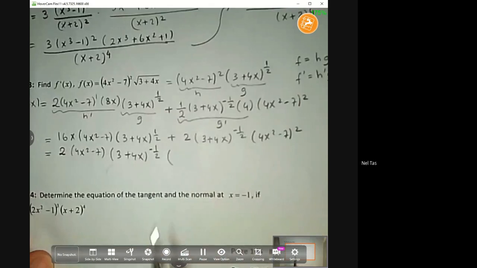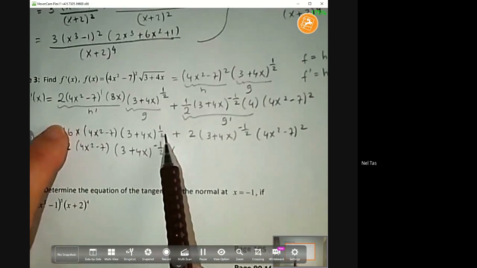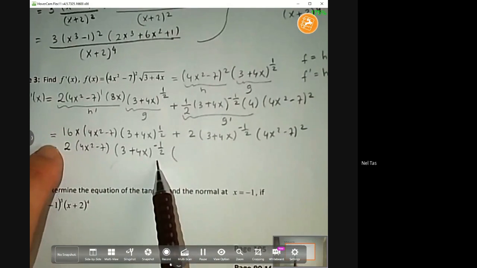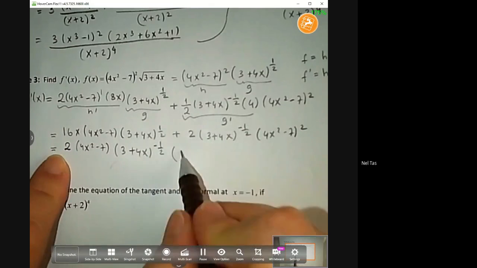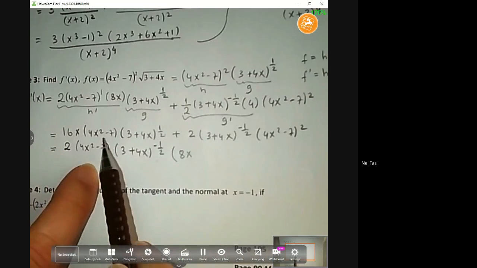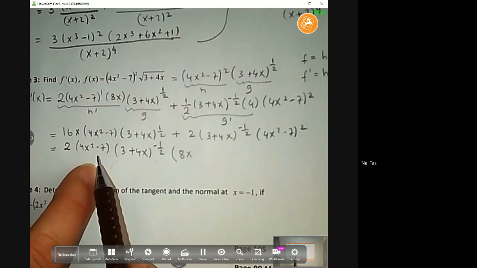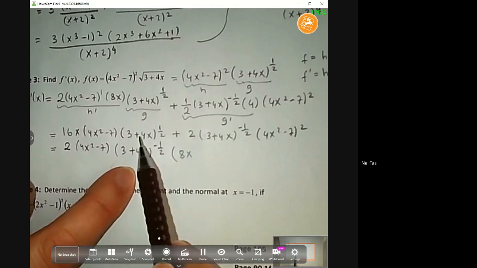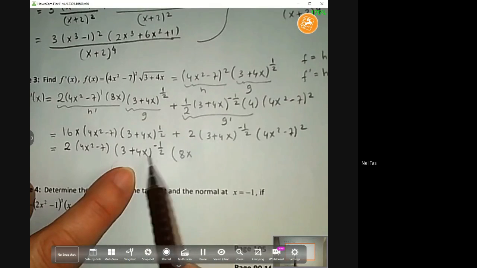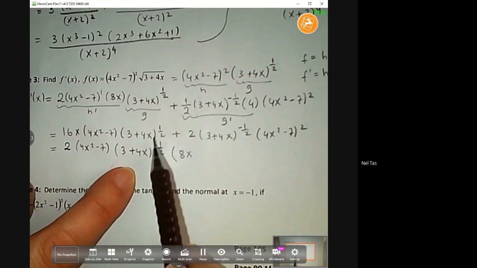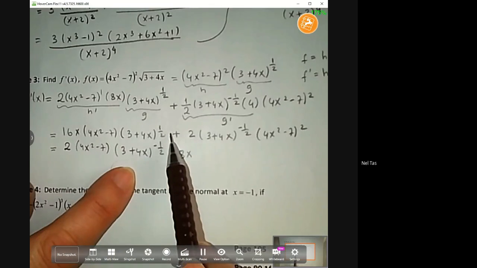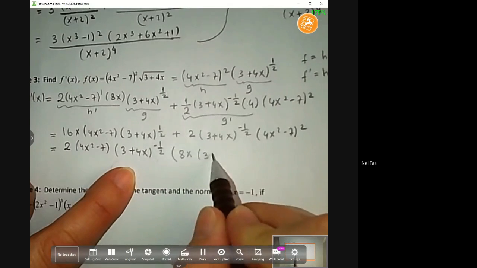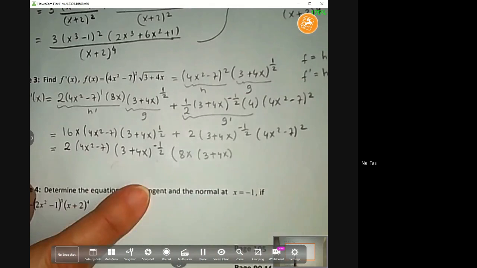Now open a bracket. So take the first term divided by the common factor. 16x divided by 2 gives you 8x. 4x squared minus 7 divided by 4x squared minus 7, gone. 3 plus 4x to the power of 1 over 2 divided by 3 plus 4x to the power of negative 1 over 2. So you subtract the powers. 1 over 2 minus negative 1 over 2 gives you 1. 3 plus 4x to the power of 1.